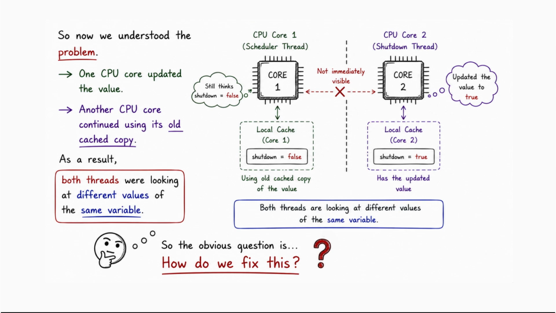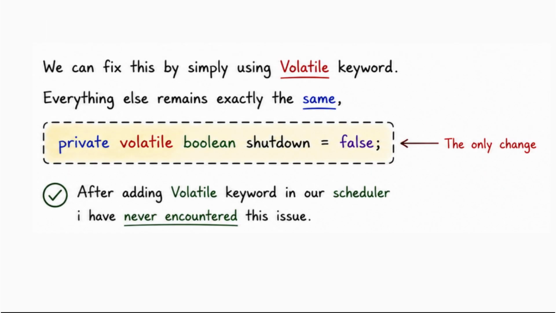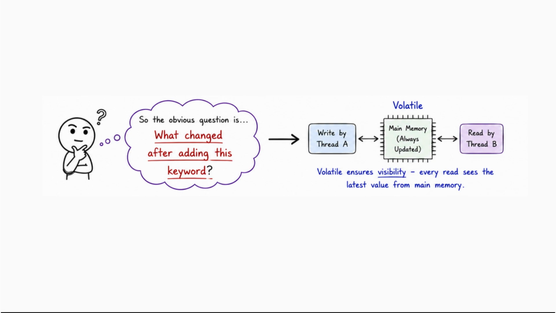So now we understand the problem. One CPU core updated the value, and another CPU core continued using its old cache copy. As a result, both threads were looking at different values of the same variable. So the obvious question is, how do we fix this? We can fix this by simply using the volatile keyword. Everything else remains exactly the same. After adding the volatile keyword in our scheduler, I have never encountered this issue. So what changed after adding this keyword?